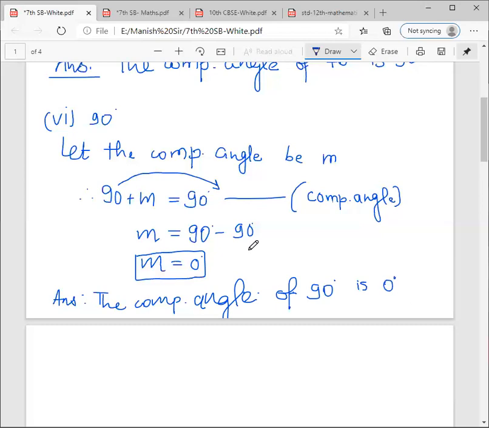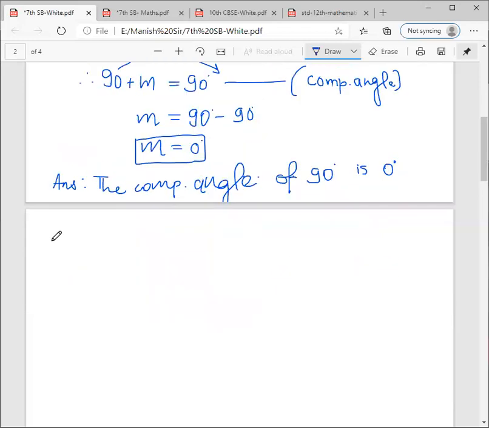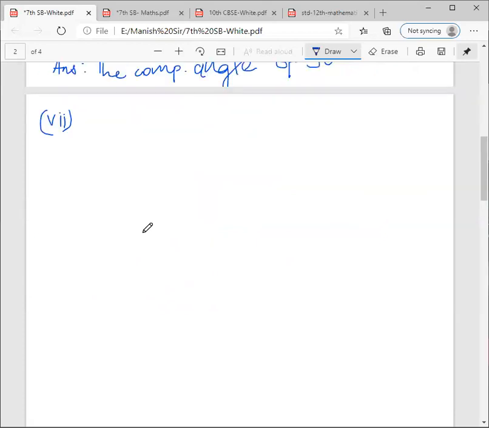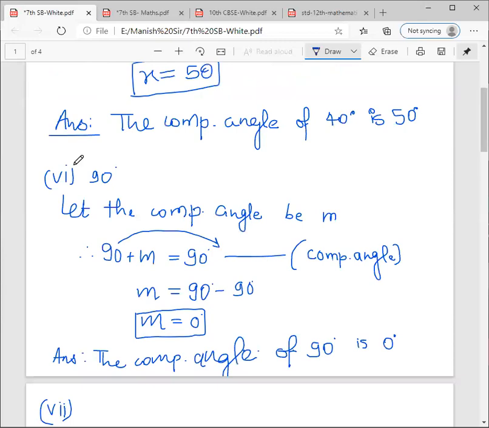Is it easy? Yes or no? Yes. One more question. Yes, sir. So now we are going to solve the seventh question. Just try to understand this question. Done with the sixth one. Do you need time to write this question, or are you done? Yes, sir. Good. So we will move to the next question, the last question.